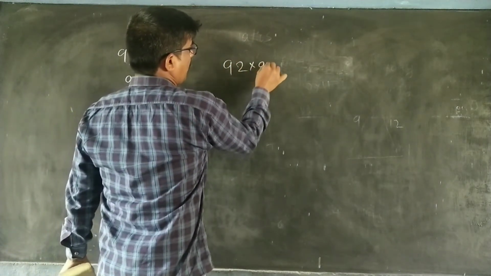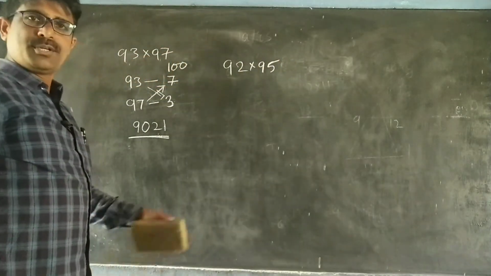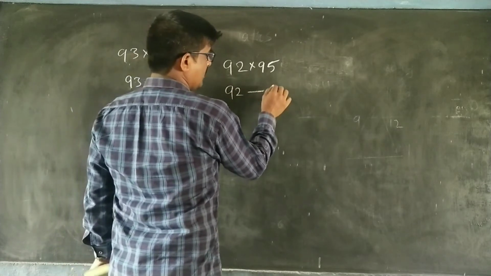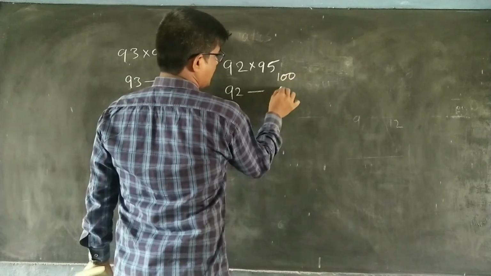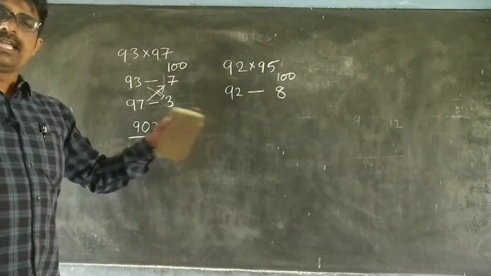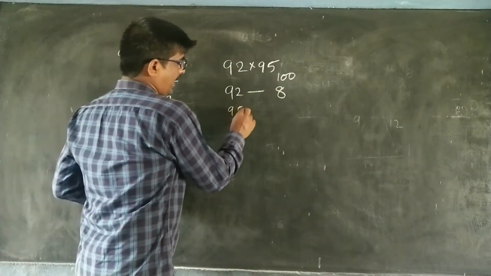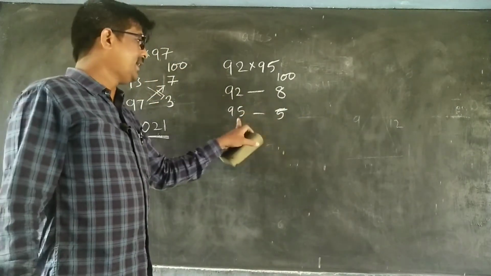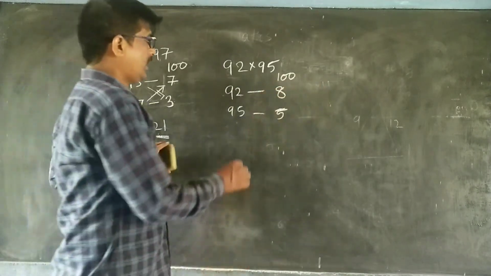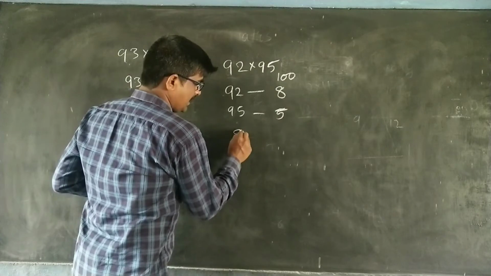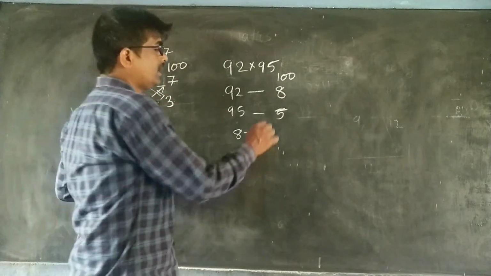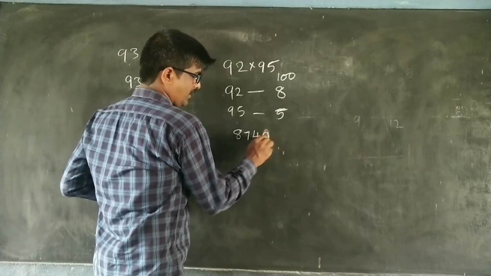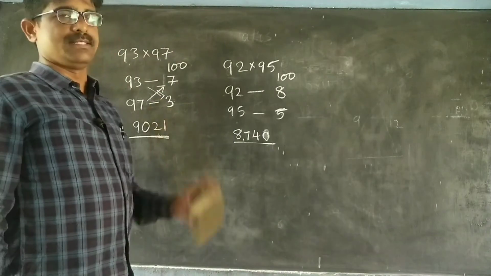For example, if you have to take another number, 92 into 95. Take 92, the base is 100. So that is 8 less. Again 95 is 5 less. So 92 minus 5 or 95 minus 8, as you wish. 92 minus 5 is 87. Next, 8 5s are 40. This is a very easy method.